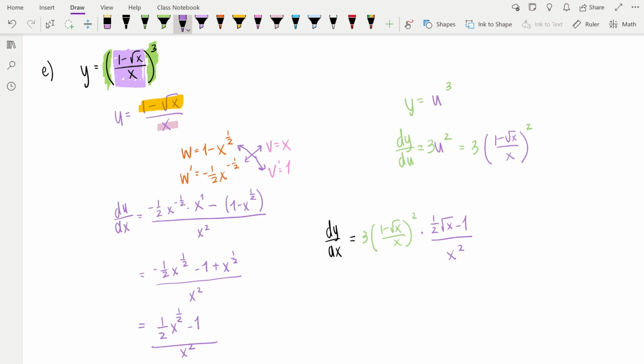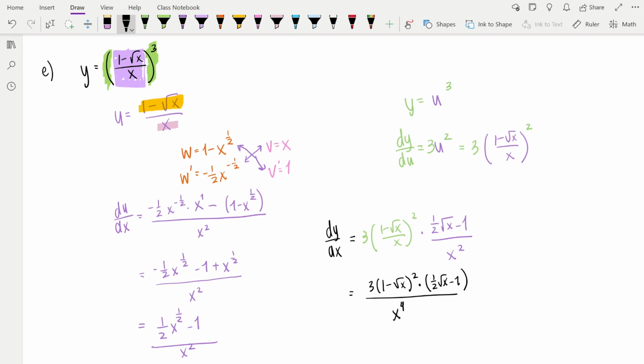Multiplying these, I think it's actually going to multiply pretty nicely. So I have a 3 in the numerator, and in the denominator this one is squared and it combines with this other one, so I now have x to the power fourth. And in the numerator, I now have (1 minus root x) squared times, I'm going to put this in brackets so I don't accidentally forget that the negative 1 is multiplied by everything, (1/2 root x minus 1).